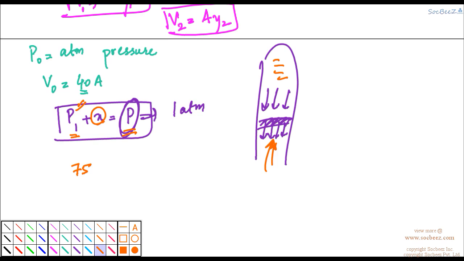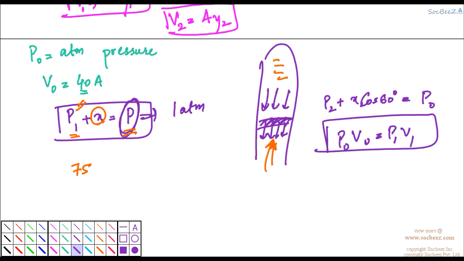And similarly, let's write the second equation as well, which says that now the pressure would be exerted at an angle, right? So P2 would be the pressure exerted by the air column plus X, which is the mercury column, times cos 60, equals P naught. And what we have is P naught V naught equals P1 V1, because basically the gas has expanded. So it would follow the isothermal expansion law, that is, PV remains constant for an isothermal process.